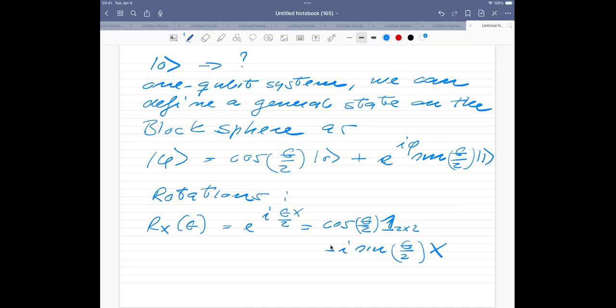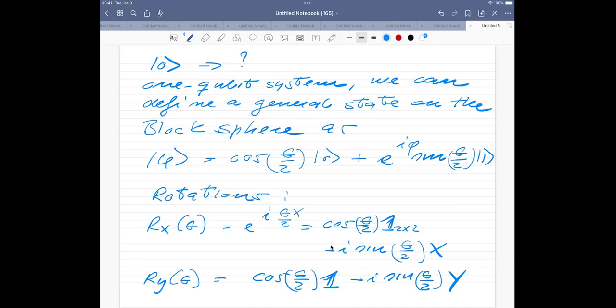So this is one rotation. We have a similar one for Y, which simply becomes cosine of theta half multiplied with the identity matrix minus i times sine of theta half multiplied with the Pauli Y matrix. And then we have a similar one for the Pauli Z matrix.